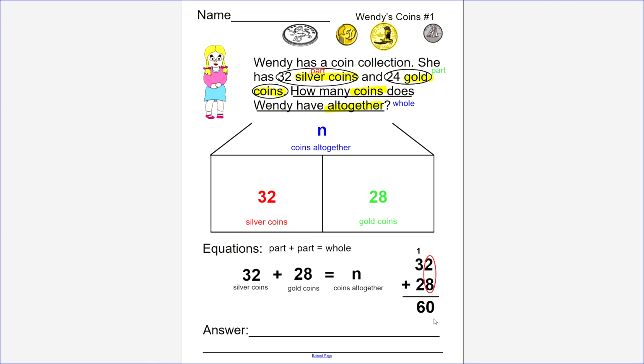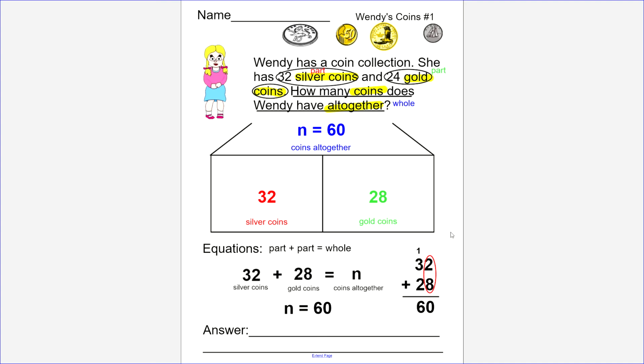I now know that N coins altogether equals 60, so I'm going to write that. N equals 60. I'll also add this to my bar diagram, showing that N equals 60 coins altogether. The last thing we need to do as we're solving this problem is to write an answer in words. When we solve a story problem, we always write our answer in a complete sentence, and we make sure to restate the question in our answer.